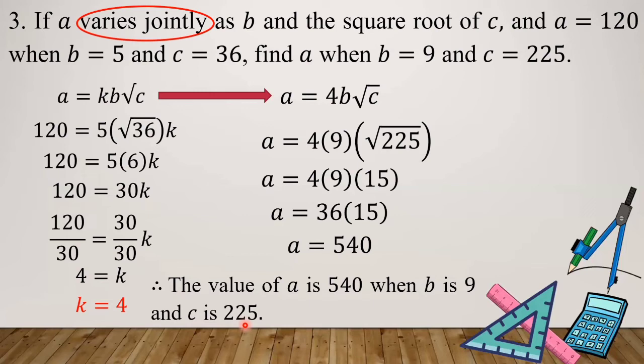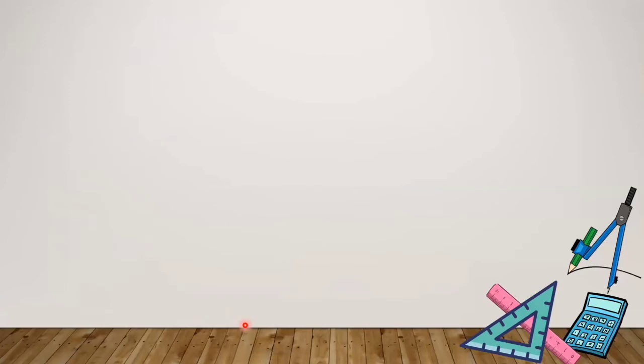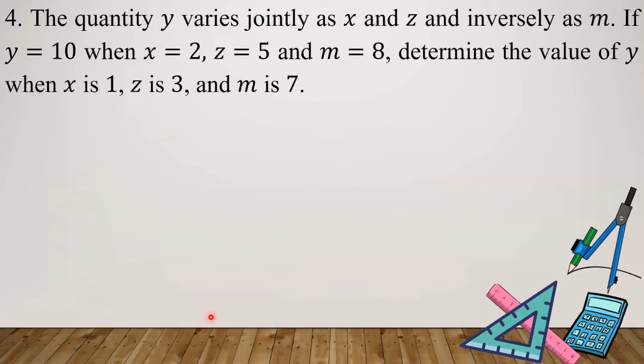So now, let's have the last example. The quantity y varies jointly as x and z and inversely as m. If y is equal to 10 when x is equal to 2, z is equal to 5 and m is equal to 8, determine the value of y when x is 1, z is 3, and m is 7.